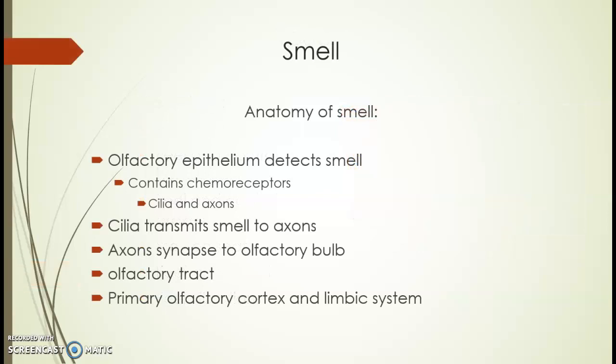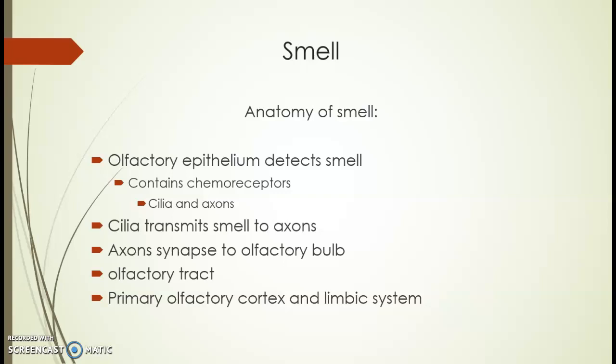The 4th sense in this case study is smell. Smell begins in the olfactory epithelium where outside odorants are detected. This epithelium is found in the nasal cavity and contains olfactory neurons called chemoreceptors. Each of these neurons has cilia, and the axons of these neurons are grouped together to form the olfactory nerve. To transmit odorants, the cilia send them to the axons, which synapse with other neurons in the olfactory bulb.